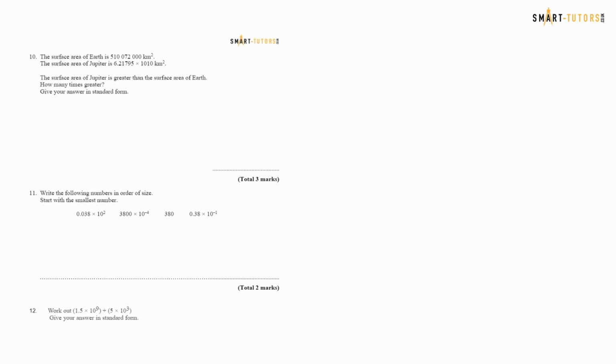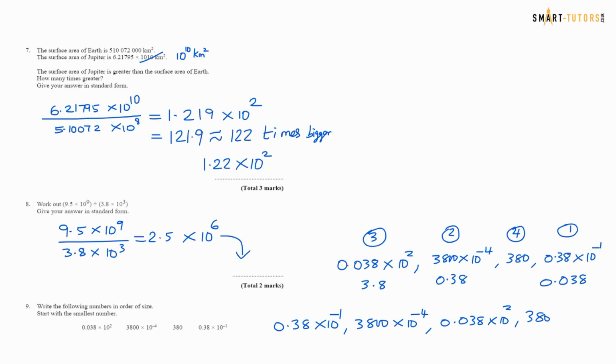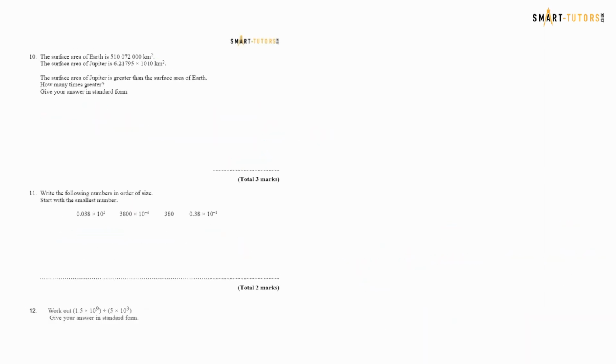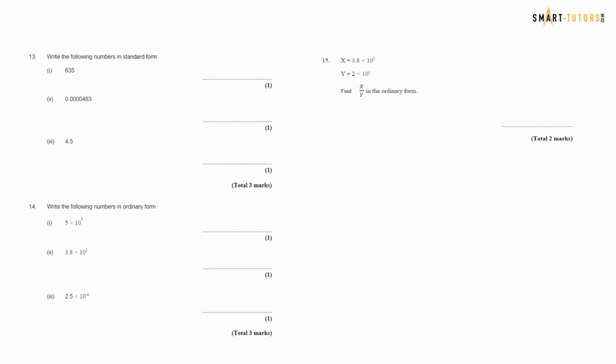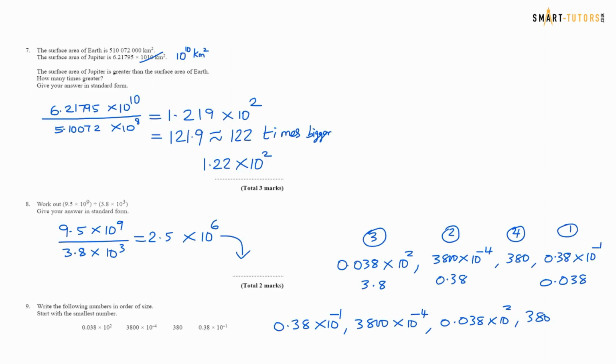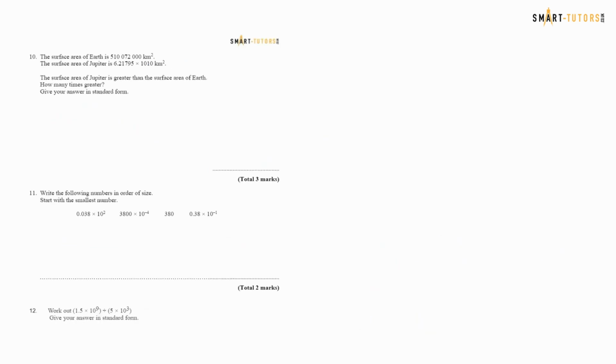Question number 10. So the surface area of Earth is 510,072,000. I think this question is a repeated question. Question number 10 we already did in question number 7, and question number 11 we already did in question number 9. So I'm going to put a cross against these questions. Question number 10 and 11 we already did.